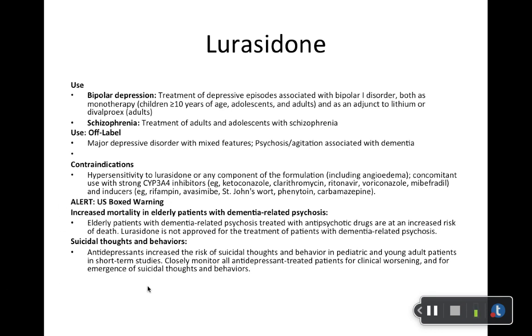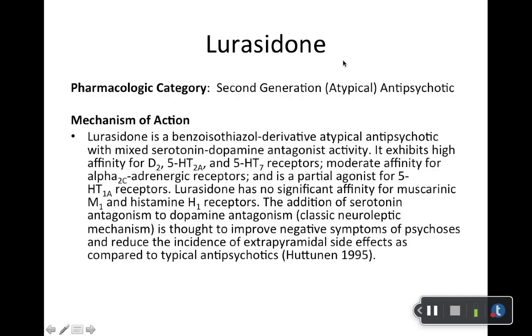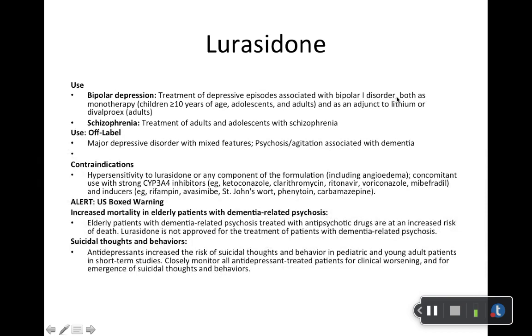The other thing to note too is that this second box warning is one of those that the FDA requires for all antidepressant medications. So any medication that has an FDA approval for depression has to have this increased risk of suicidal thoughts and behaviors in pediatric and young adult patients. The reason that this one has it, even though I am classifying it as a second generation antipsychotic, is that it does have an FDA approval for bipolar depression.